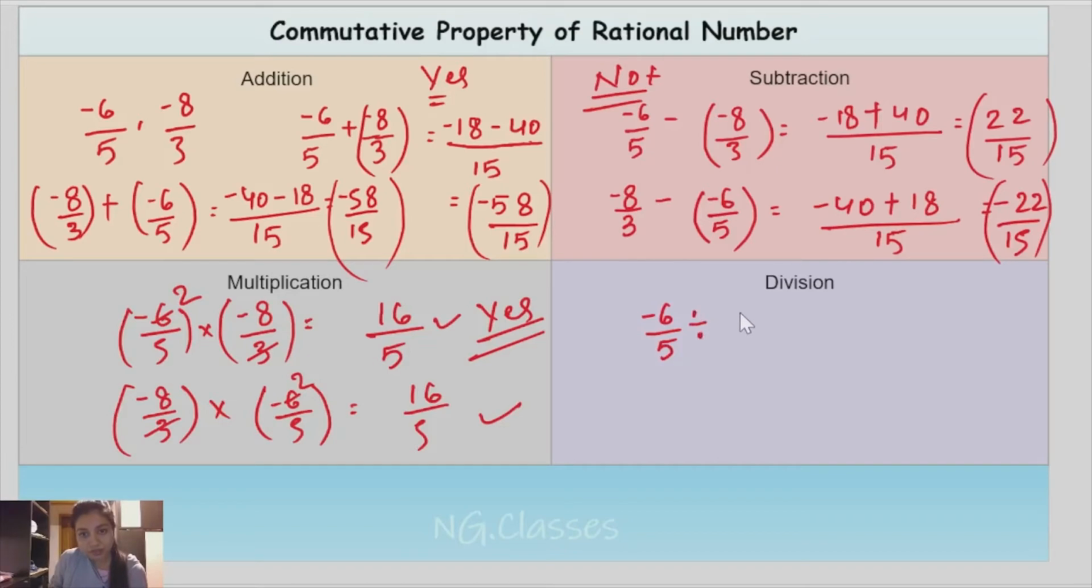Now check for division. Divided with minus 8 by 3. Now change it to multiplication and write the reciprocal.